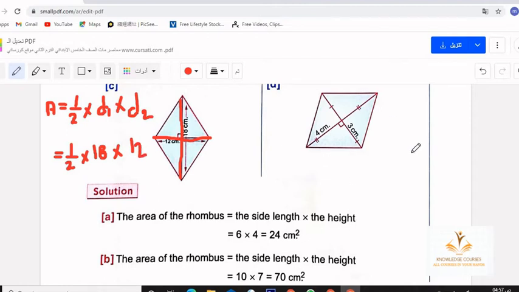In this case, the diagonals bisect each other. So this diagonal equals 4 plus 4 equals 8 and this diagonal equals 3 plus 3 equals 6. So the area equals half multiply diagonal 1 multiply diagonal 2, so equals half multiply 8 multiply 6.